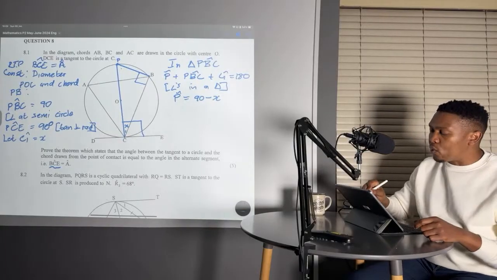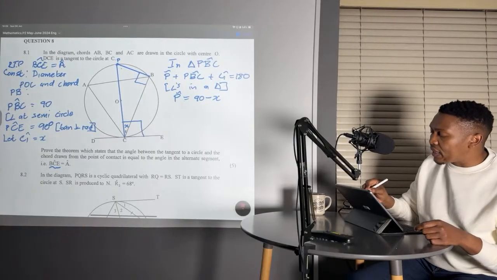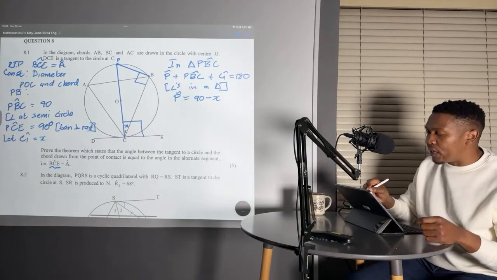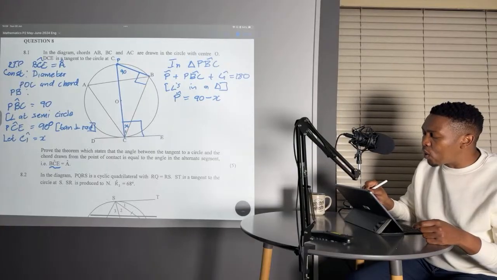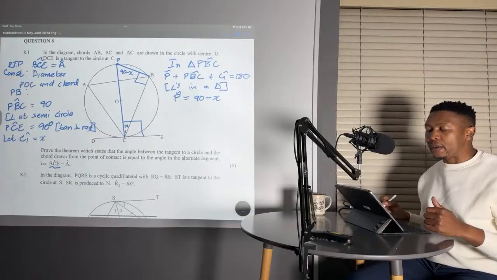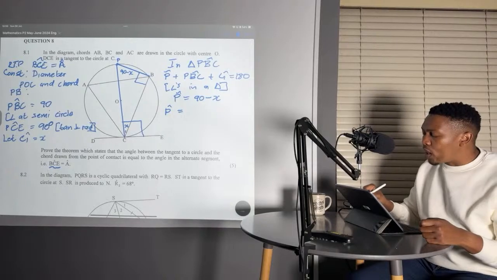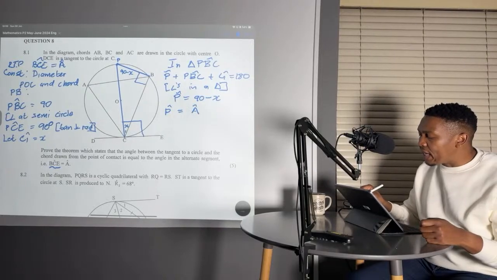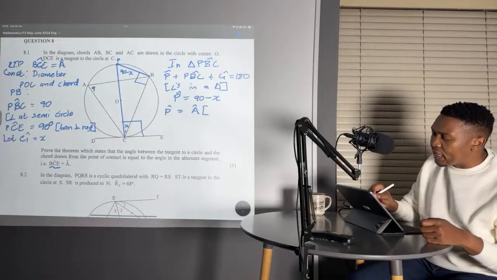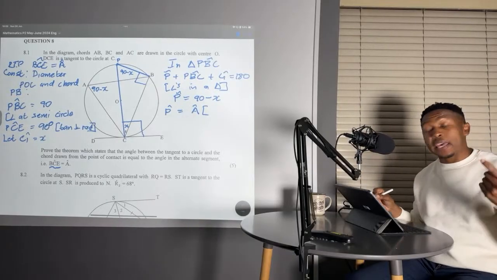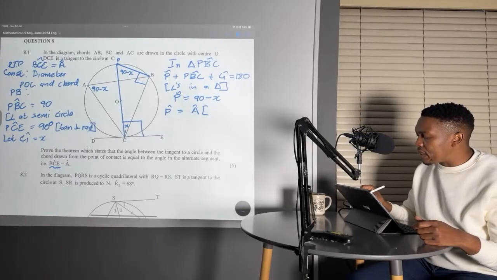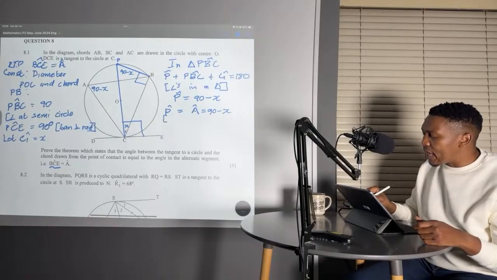Now note, what am I doing? I'm working inside this triangle over here, and I've found out that this angle here, because of the angles in a triangle, will be equal to 90 minus X. But what do we know? We know that angle P will be equal to angle A. These are angles on the same segment. So this angle here is going to be 90 minus X as well. Okay, these are angles on the same segment.